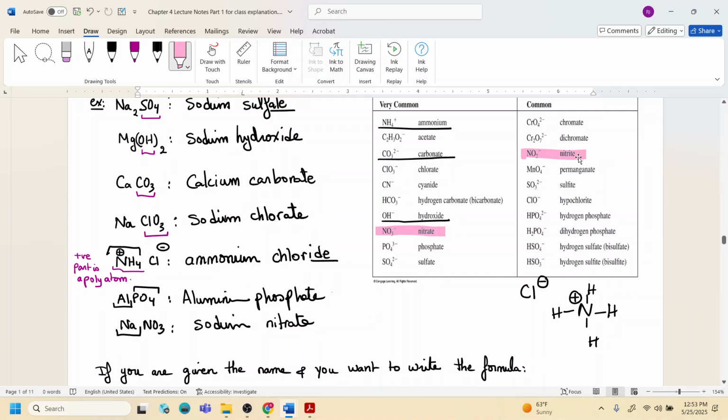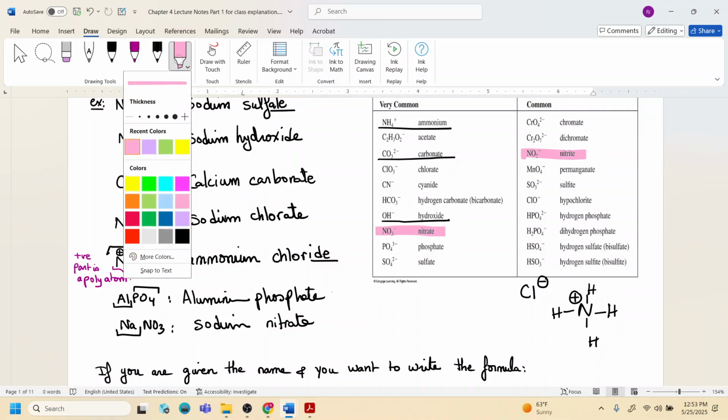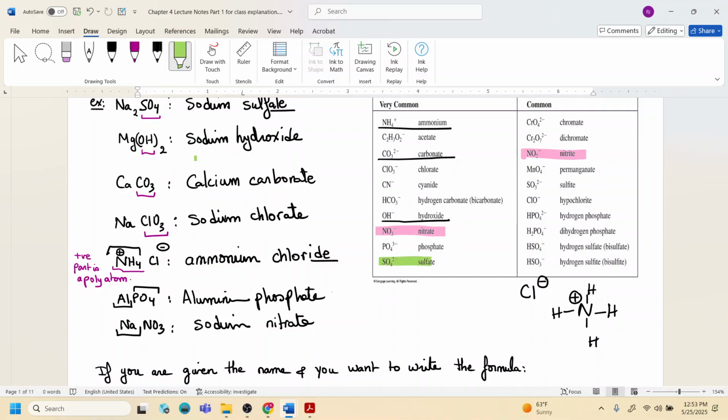Same thing when I say, for example, sulfate and sulfite. The sulfate is SO4, more oxygens. The sulfite is SO3, fewer oxygens. Okay.